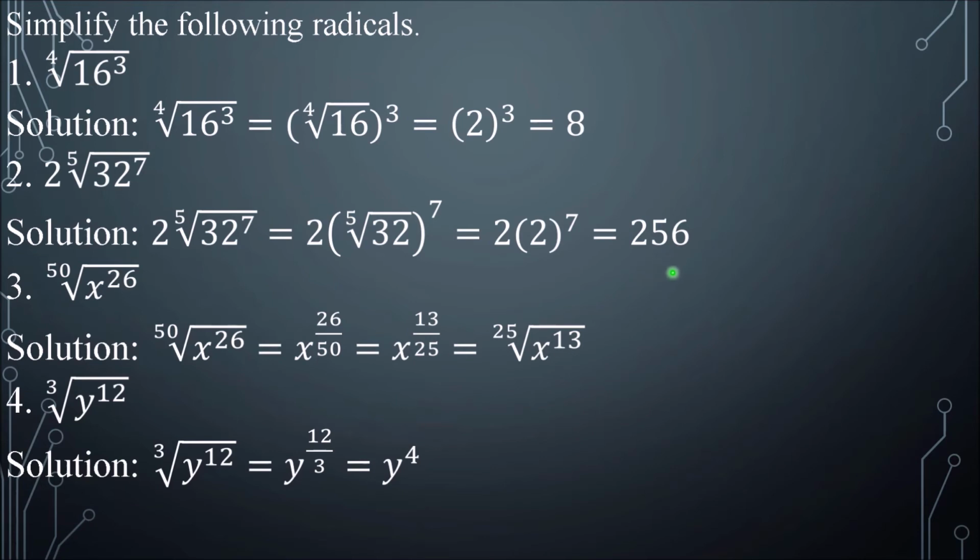Another method, 2 times 2 raised to 7 is 2 raised to 8. So we will add the exponents 1 and 7. So that's 2 raised to 8. And 2 raised to 8 is 256.